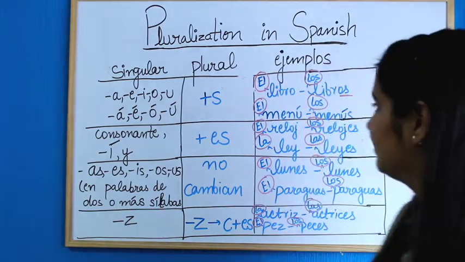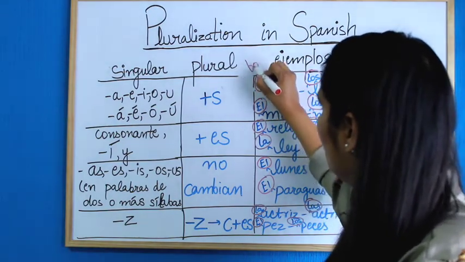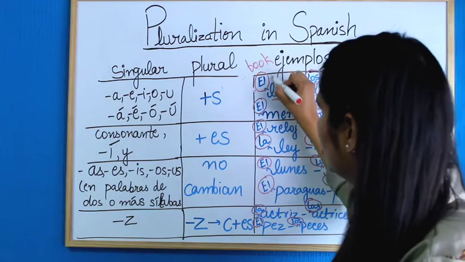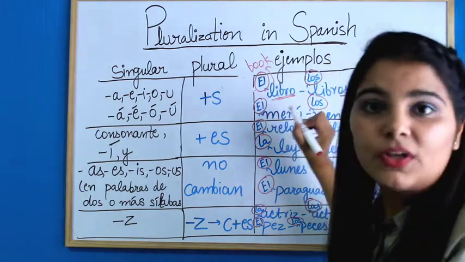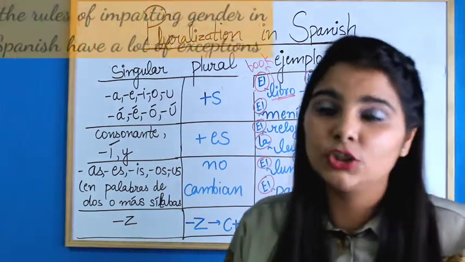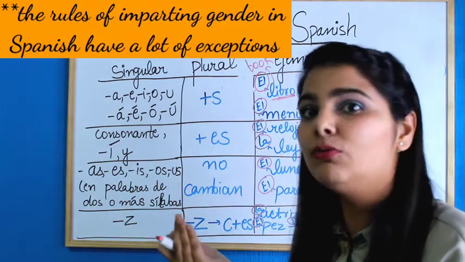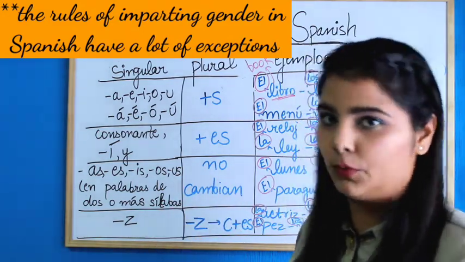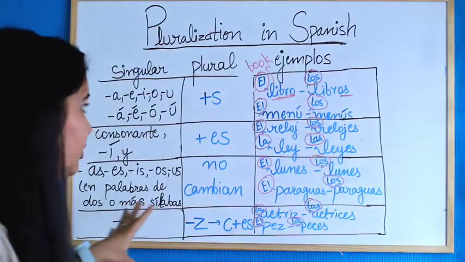For example, the word libro is book in Spanish. So you always know book as el libro, and later on when you have to use it in a sentence, you won't get confused whether it's el libro, masculine, or la libro, feminine. It's always el libro. Okay, now let's dig deeper into the system of pluralization.